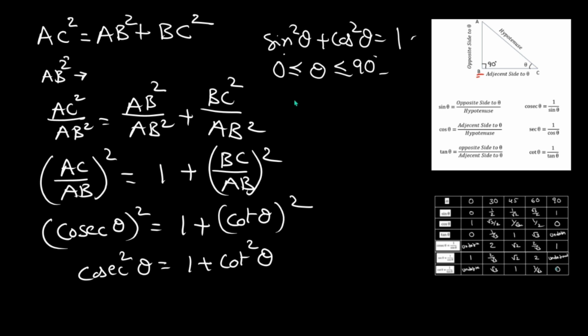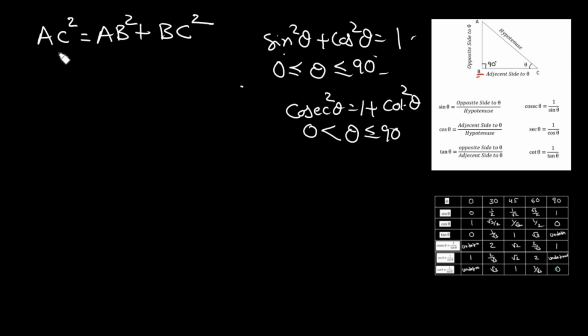Let's write this equality here. But the second expression is cosecant square theta equal to 1 plus cot square theta. Here theta is between 0 and 90. It is not equal to 0. It won't be valid for 0. If you put 0, an undefined number comes. That's why it is not satisfying for 0.